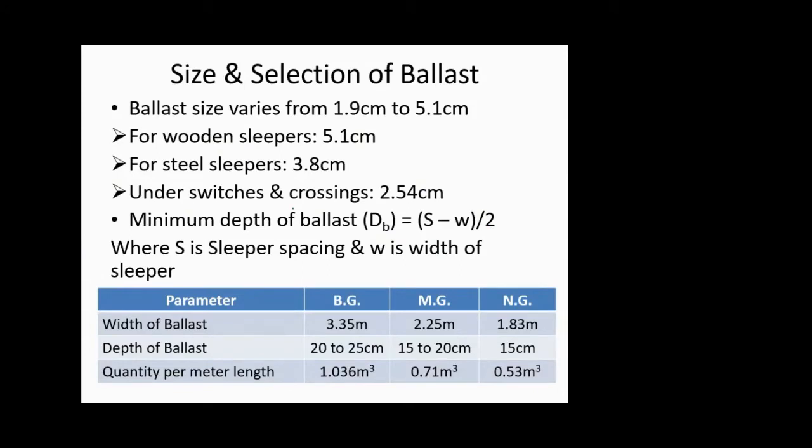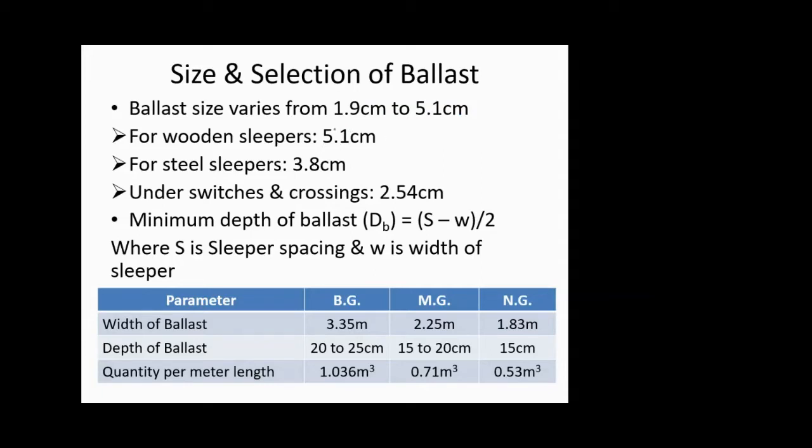So that was all related to the materials that we can use as a ballast. Next in this slide, we'll just see in short what should be the actual size of the individual pieces of the aggregates. The size varies from 1.9 centimeter to 5.1 centimeter. In terms of mm, it can vary from 16 to 19 mm to around 50 mm. So for wooden sleeper, it's 50 mm.